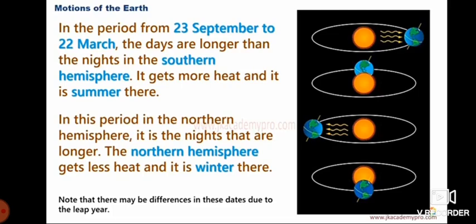Did you understand? Once again I'll tell, 23rd September to 22nd March, the southern hemisphere is having summer season because it is close to the sun. Whatever heat it gets, it is more. That means days are longer, nights are shorter. At the same time, in the northern hemisphere, upper part, it is away, so it is winter. Winter means nights longer, days shorter.